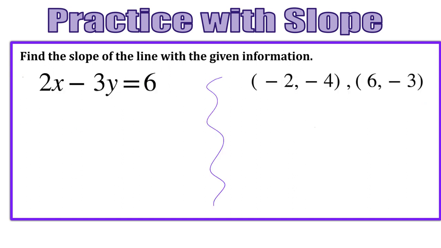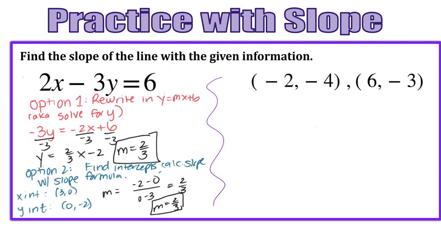So I'm going to encourage you now to pause the video, find the slope for the equation of the line on the left, find the slope for the line passing through the 2 points on the right, and then unpause the video and see how you did.